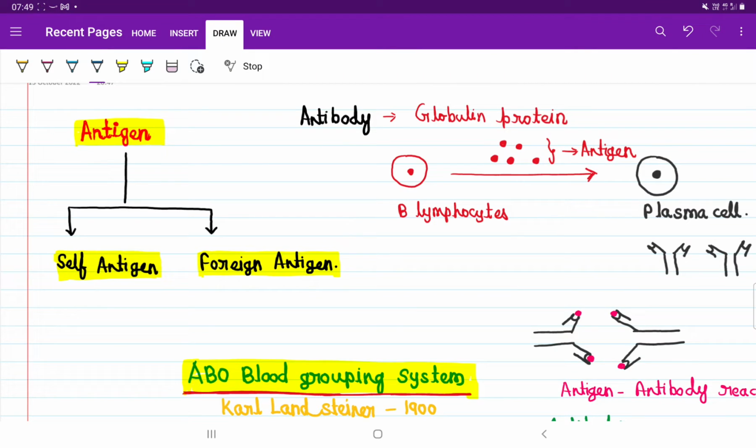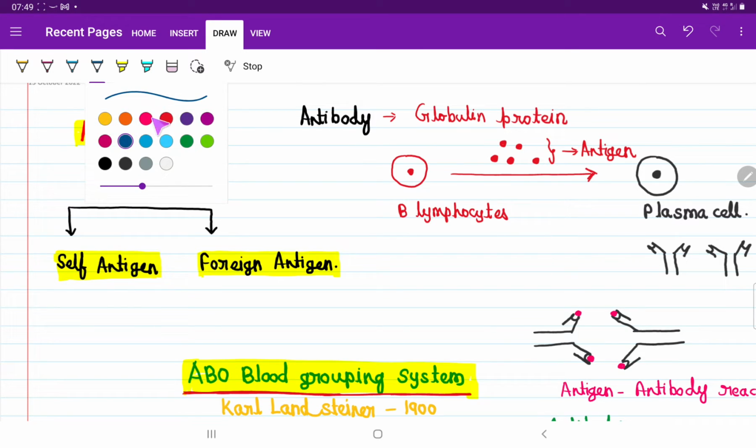Namaskar. So in this video we will discuss the blood grouping system, right? Before discussing this blood grouping system in detail, we have to clear a few common terms that we will use everywhere, that is antigen and antibodies.